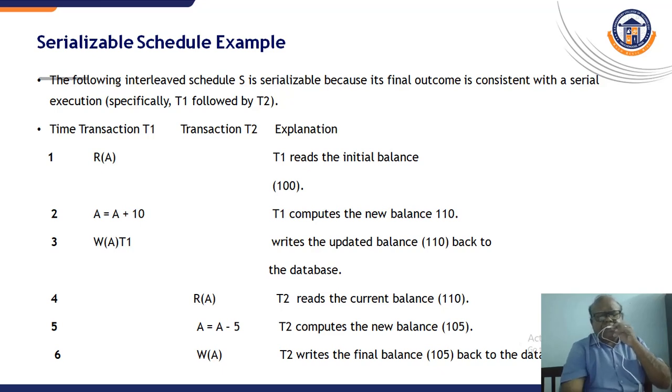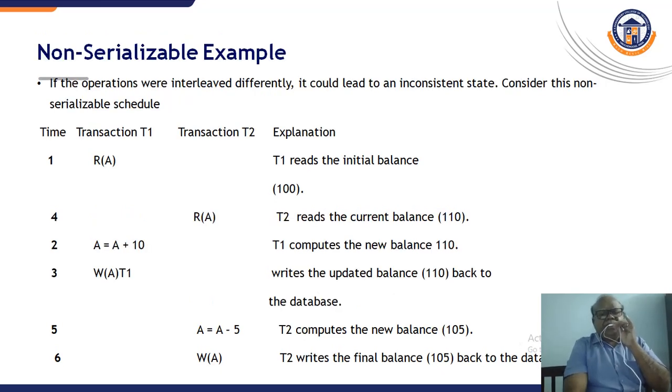Here transaction T1 wants to add 10 to account A. So it will first read A, the initial balance, which is 100. It will read A and add 10, so 110. So 110 will be written. Only after the write operation does the second transaction start. It will not create any problem in this schedule, one after another.